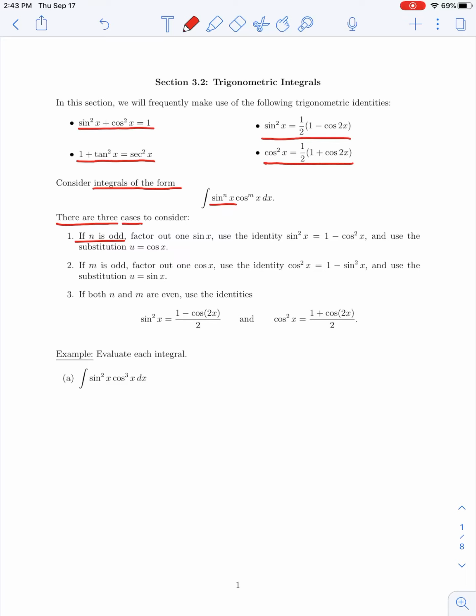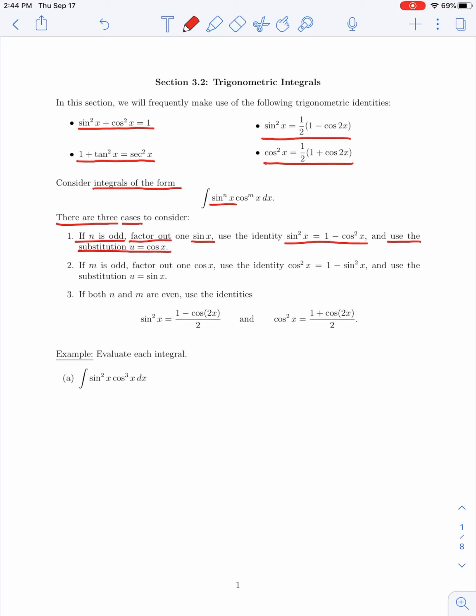If we have sine x raised to an odd power, our method for integrating will be to factor out one factor of sine x. If the power of sine x was odd and I factor out 1 power of sine x, I'm left with even powers of sine x. And I'm going to make use of the identity that sine squared x is equal to 1 minus cosine squared of x. Since the sum of sine squared x and cosine squared x is 1, sine squared x would be 1 minus cosine squared x. I'm going to use that identity to rewrite the even power of sine x in terms of cosines, and then I'm going to use a substitution.